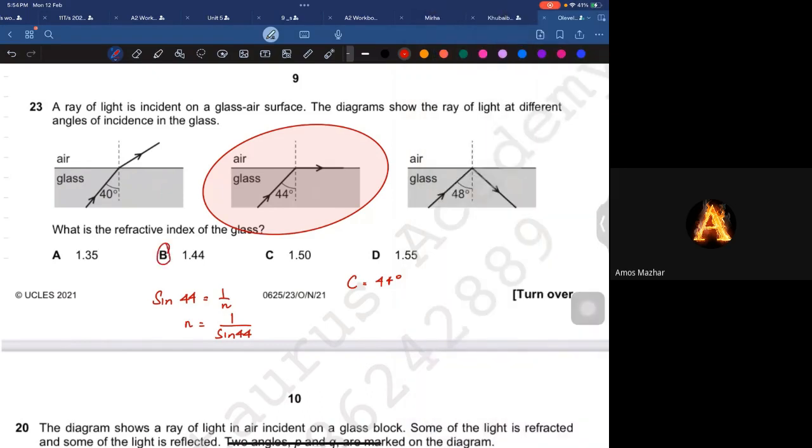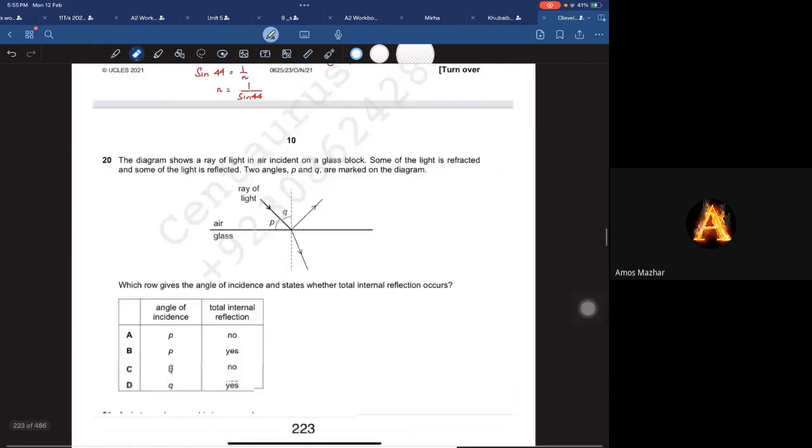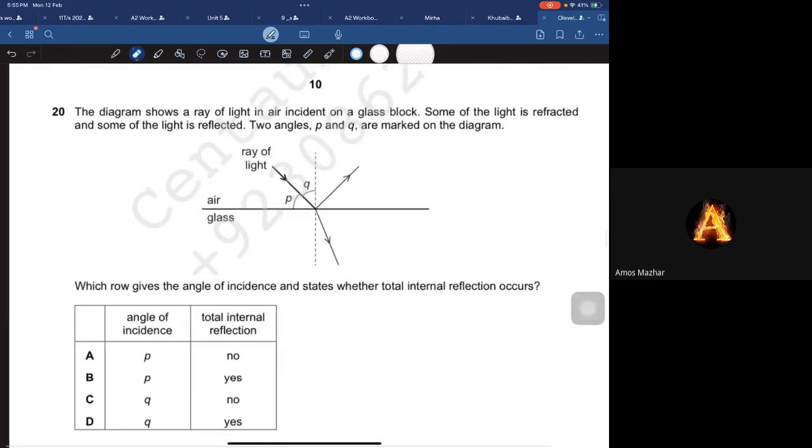Yes. What did you do, Abdullah? Do you understand the mistake? What angle did you take? Okay. All right. Very good. Now, what do you guys think about this one? Which row shows the angle of incidence and whether total internal reflection occurs or not? Okay. So C.